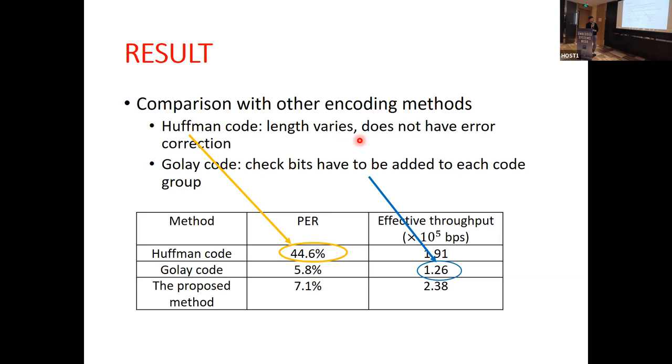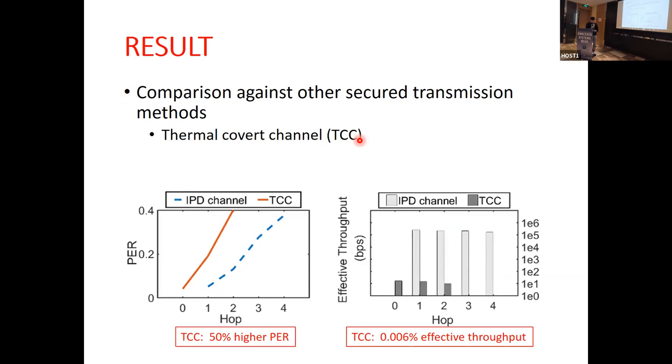Then we perform experiments to compare our proposed method with other secure transmission methods. The first method to compare is the thermal covert channel, known as TCC. The PER of TCC is 1.5 times that of our proposed IPD based channel, and the effective throughput of TCC is only 1/6000th of that of our proposed IPD based channel.